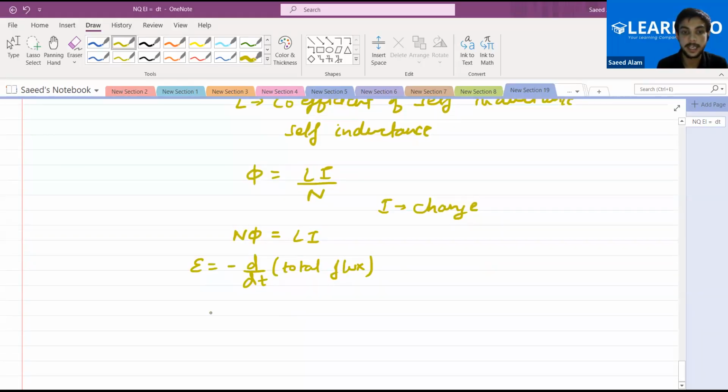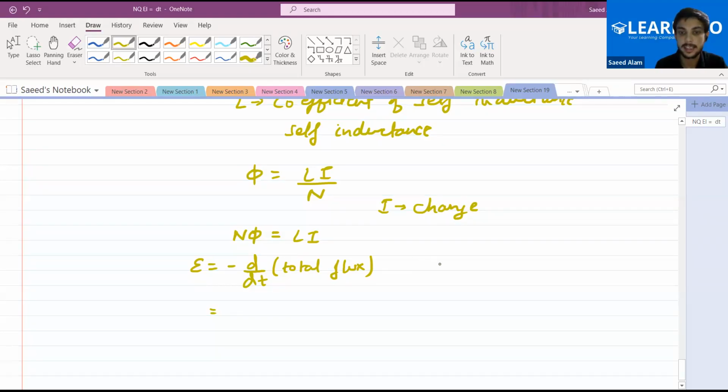If I differentiate it here, what will I get? Just place Faraday's law here. What will I get? Can I take the L out of it? Yes or no? Can I take the L out of the differentiation?